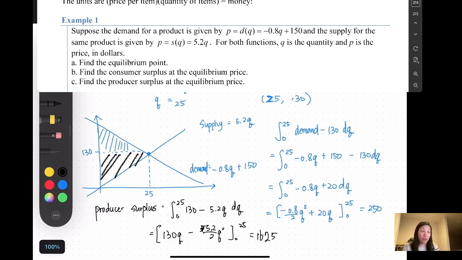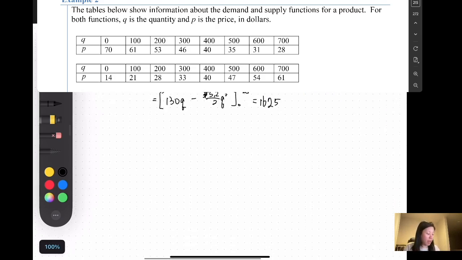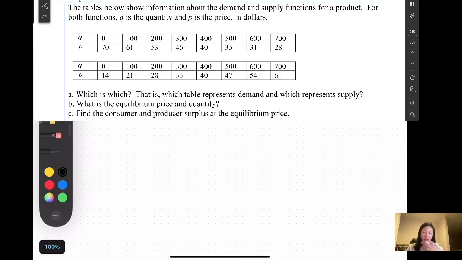So there are other examples that ask you to find the demand and supply functions and the surplus values. In this one, it's given a function. Sometimes they will give you a table, such as this example. In this table, they give you the data, and they want you to find which one is the supply and which one is the demand function, and they want you to find the equilibrium price and quantity, and also find the consumer surplus and producer surplus at the equilibrium price.